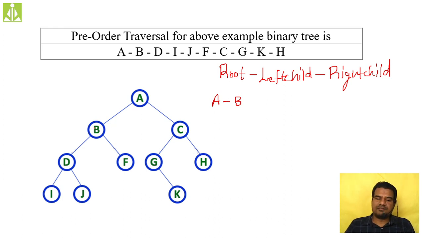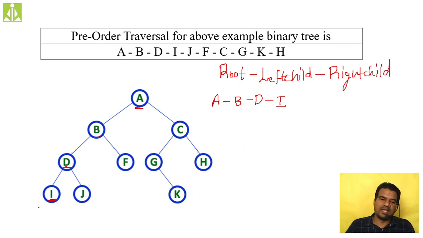After visiting the root, again move to the left and make that left node the root. So now D is my root. Visit D. Again you move to the left, that is I. Make I the root node and visit I. Then after visiting I, try to move left.